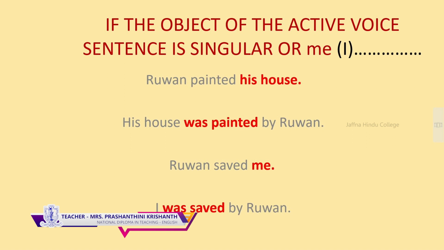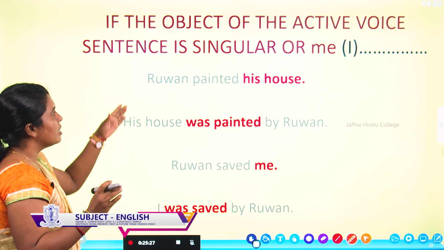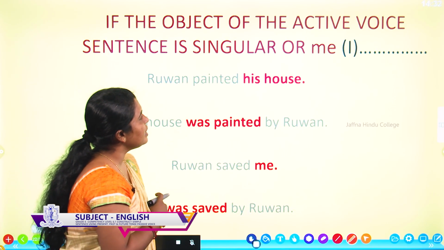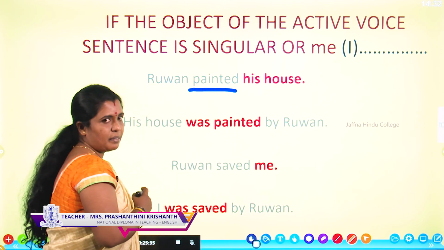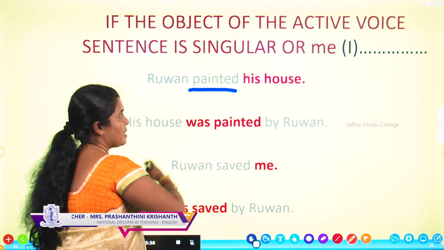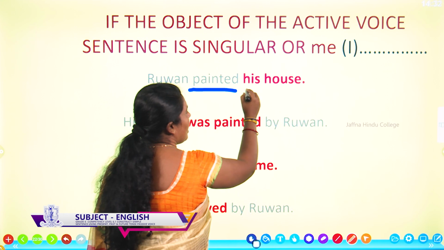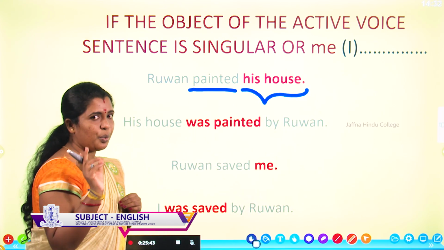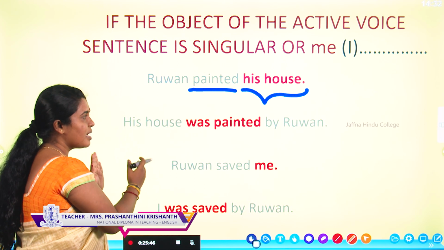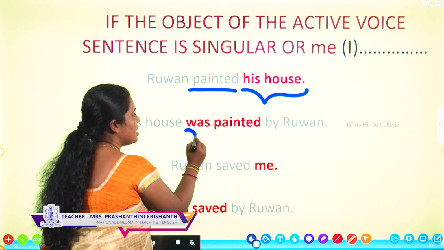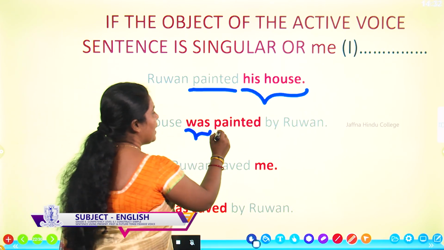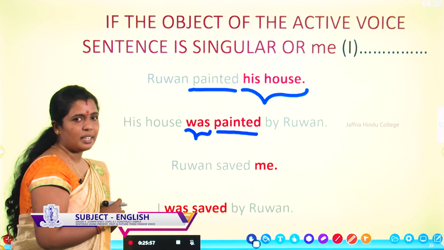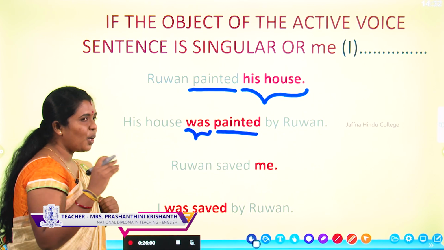If the object of the active voice sentence is singular or I, right? See there, Ruwan painted his house, right? Painted is past tense of the verb, so it is a past tense sentence. See there, his house. This is singular, okay? So, his house was painted. If it is singular, you must use was. Was painted by Ruwan, right? So, I hope you got it.